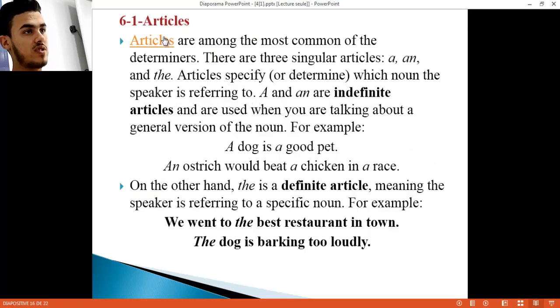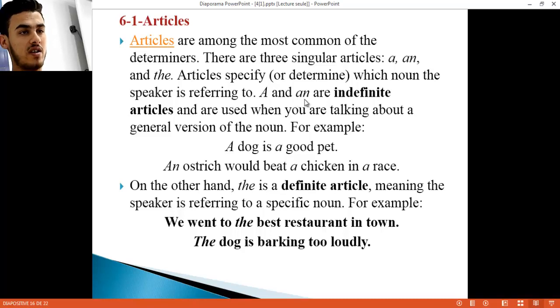We also have to see what articles are. Articles are among the most common of the determiners. So articles are a type of determiner. There are three articles, a, an, and the. Articles specify or determine which noun the speaker is referring to. So it specifies the subject.